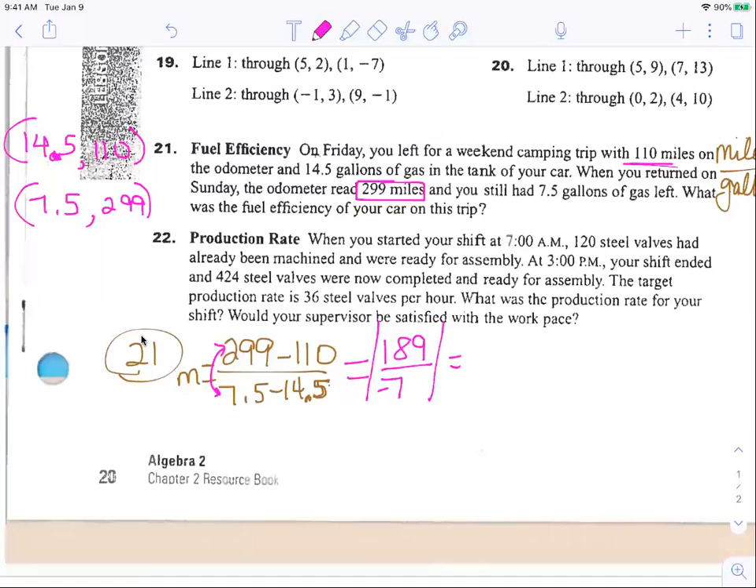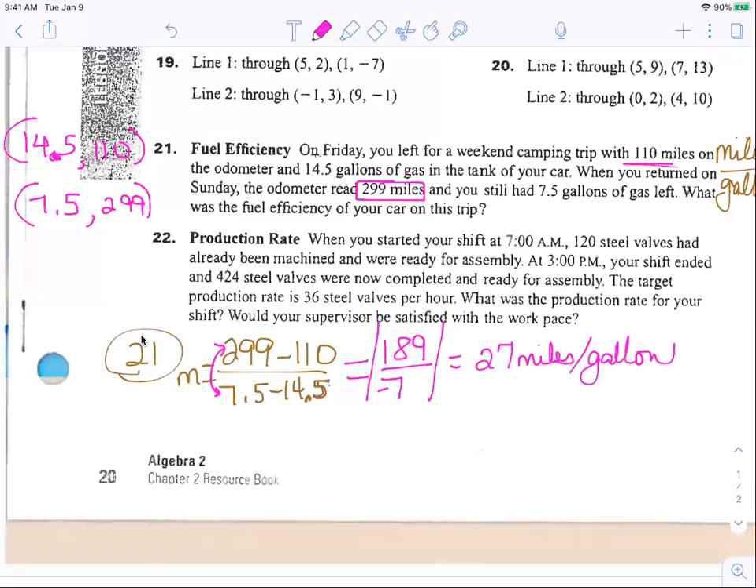I got 27 miles over gallons. So yeah, 27. So our fuel efficiency would be 27 miles per gallon.